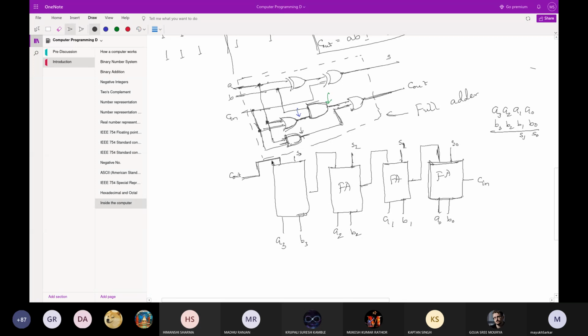And discard the C out of here. That means we are discarding the bit that is coming out of here, and you will get the complete 4-bit full adder. That means the circuit that will do the addition of 2 4-bit numbers, and the addition result you will get here. Next day, tomorrow, I'll show you how this same circuit is also used for subtraction as well.